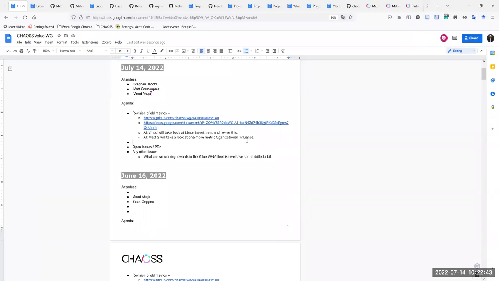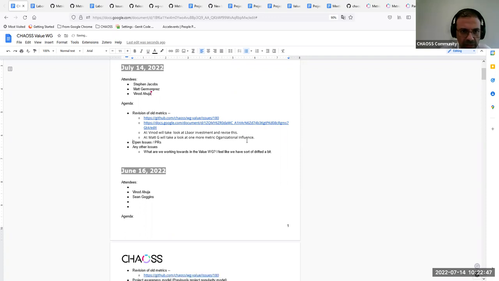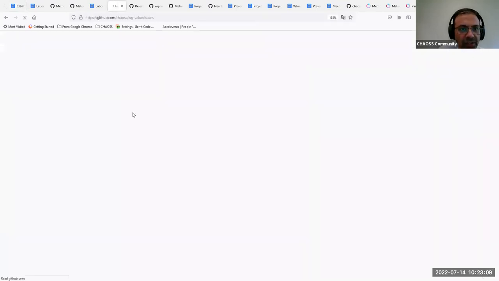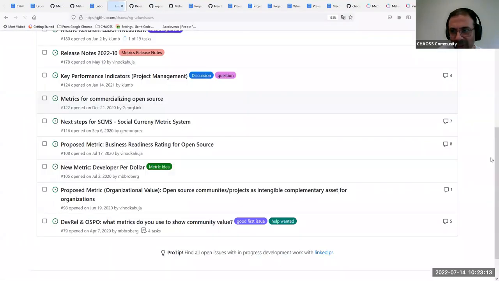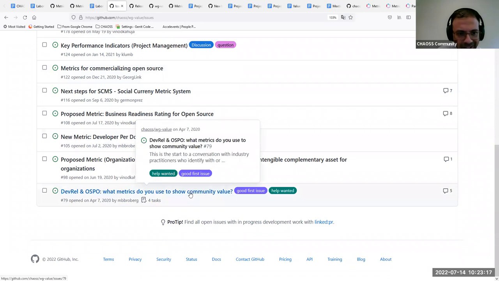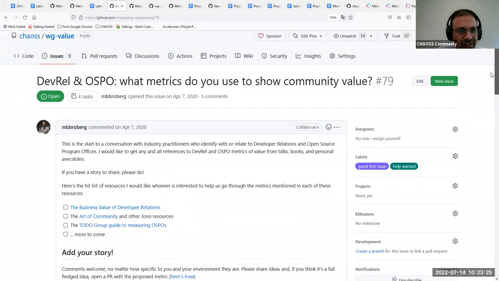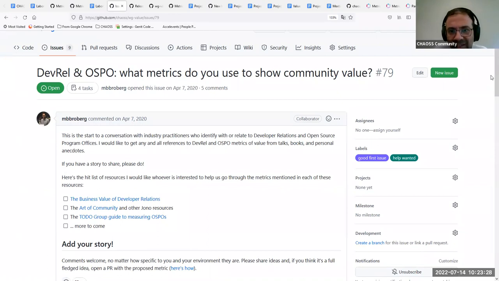Okay. Open that. Yep. So others are what we are working towards for value. We have sort of drifted a bit. So can you share this before we go to the other issues? Let's take a look, do we have any open issues or PRs? We probably don't. We have some issues that need a decision on whether we are going to work on them or not. This one is a very old one. What do we want to do with this issue?